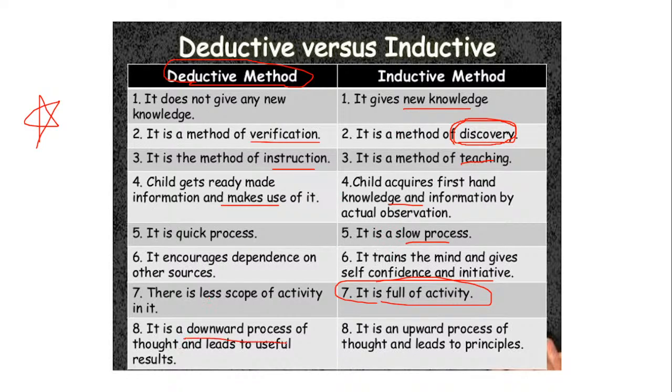Deductive is a downward process of thought and leads to useful results, whereas inductive is an upward process of thought and leads to principle. So this is one of the very important slides, because I have seen deductive and inductive questions coming up in the teaching aptitude also. So that is how you can differentiate.